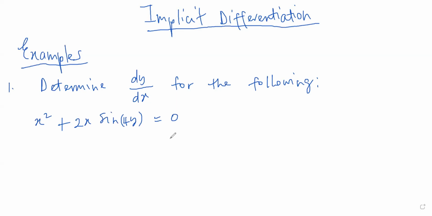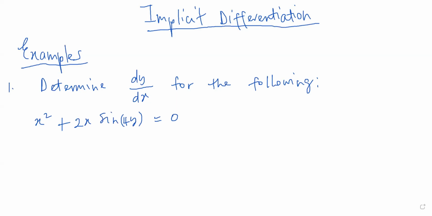So notice that y is a function of x, but we don't know what y is. Y is not explicitly given, which makes it implicit. Implicit meaning hidden. So that's why this is called implicit differentiation, because we are differentiating a function of x that we don't really know what it looks like. So the function is hidden. So let's go ahead and differentiate.